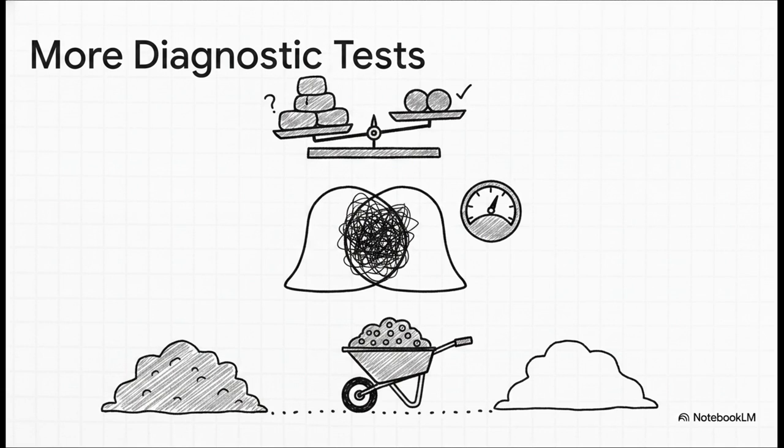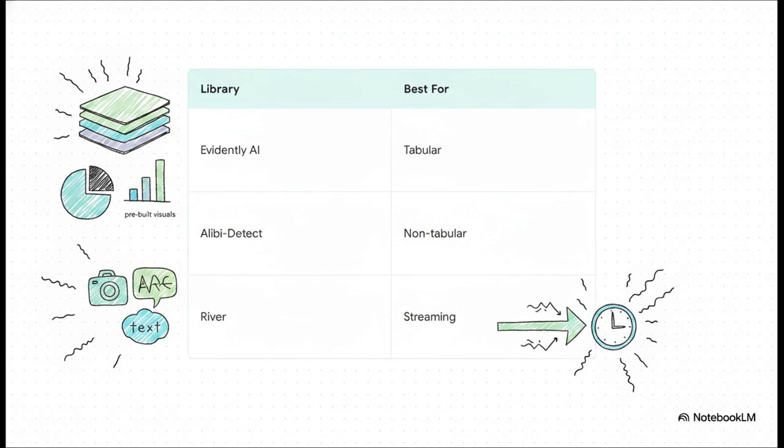Pretty cool, right? Now, translating all that hardcore math into actual open-source Python libraries really depends entirely on what kind of data you're dealing with. If you've got tabular data and you want pre-built visuals, Evidently AI is your best friend. Working with images or raw text, you're going to want Alibi Detect for that, since it handles non-tabular data beautifully. And if you're operating in a super fast, real-time streaming environment, a library like River is perfect because it uses adaptive learning to handle sudden changes on the fly.